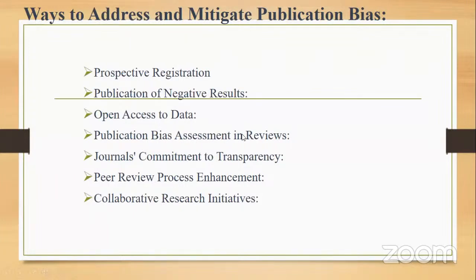Publication bias assessment in reviews: when the journals or the publishing bodies are about to publish these results, they should do an assessment for this type of bias. And the journal should always endorse the commitment to transparency. The peer review process also helps in this regard. And as I said in the beginning, we should collaborate between the researchers, the publishers, and the policymakers in this regard.